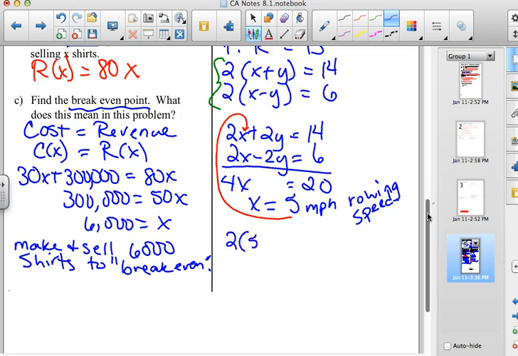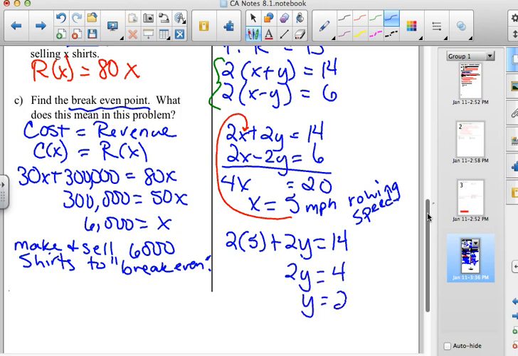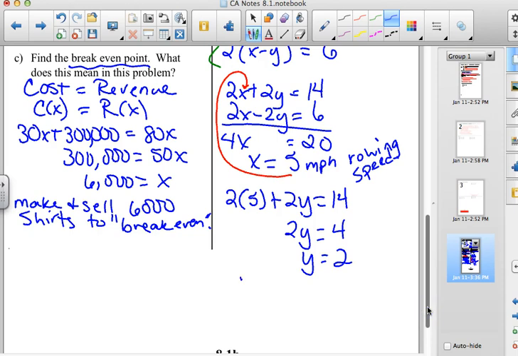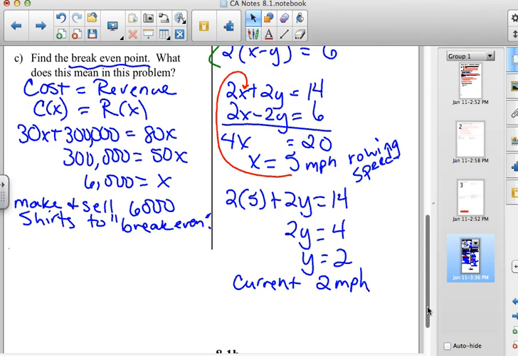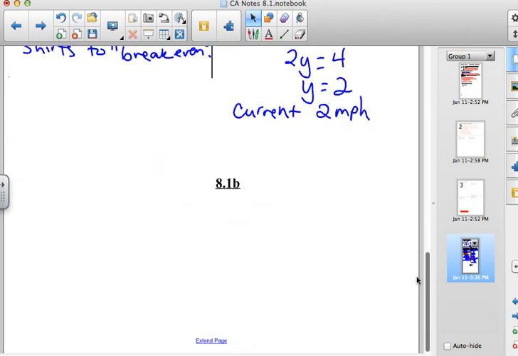We've got 2 times 5 plus 2 times y equals 14. 2 times 5 is 10. If we subtract that from both sides, we've got 2y equals 4, which means y is 2. In other words, the current is flowing at 2 miles per hour. Okay, so in your homework today, you're going to be looking at setting up some systems from word problems and then solving those.